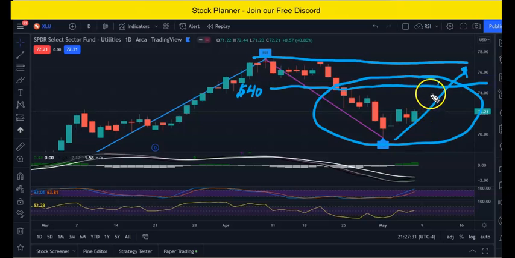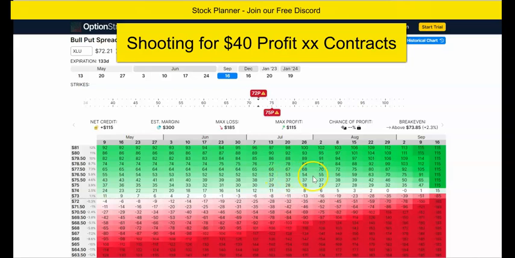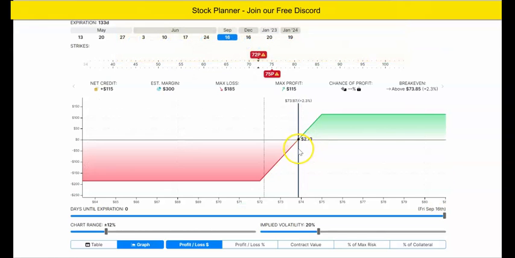And we needed to get to about 75 to make our 40. From here to there, can it get there? I think it can. That's my trade. Risking 185 to make 115. As long as it stays above around 74, I'm going to win something. And if it gets to 75, I'll take around $40 in profit. If it gets above 74, I got profit. And this is at the time of expiration. And as I showed you in the graph, you can take less profit earlier.